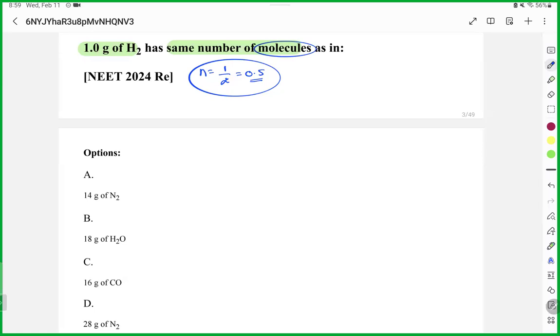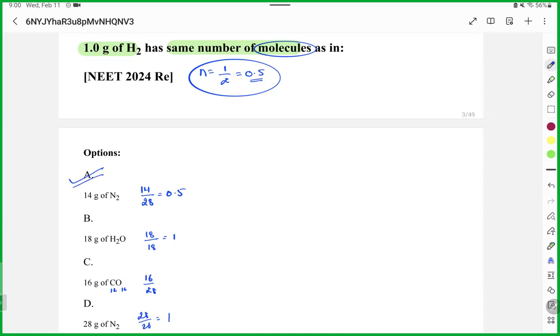Just see. If you look at option A, given mass is 14 and molar mass is 28. So this is 0.5. Right answer will be A. Second case, given mass is 18, molar mass is also 18, so 1. Here given mass 16, molar mass 12 plus 16, 28. And here, option B, 20, 28, it is 1. So answer will be A.